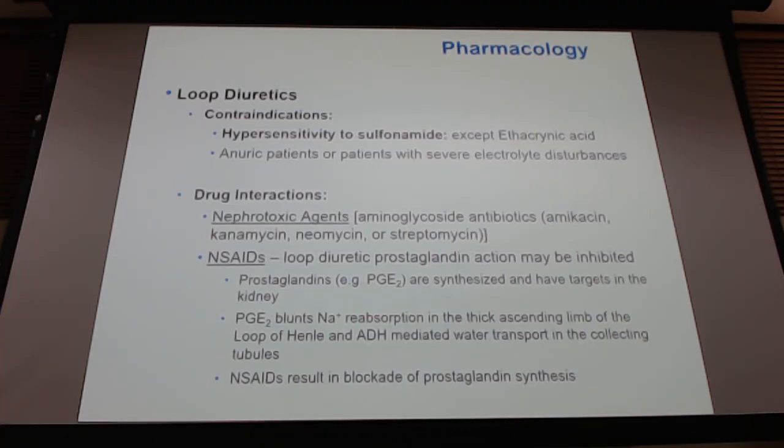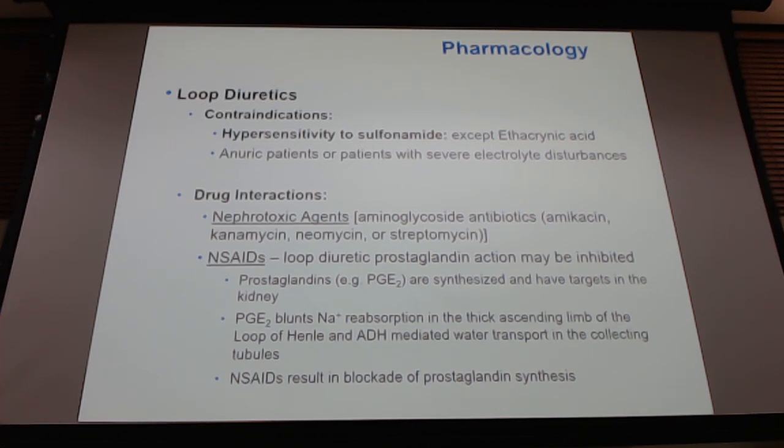Some contraindications include the hypersensitivity to that sulfonamide, except for ethacrynic acid. That is the only loop diuretic that does not have the sulfur group in it, so they should not have a problem if they are allergic to that. And then we also have anuric patients or patients with severe electrolyte disturbances.